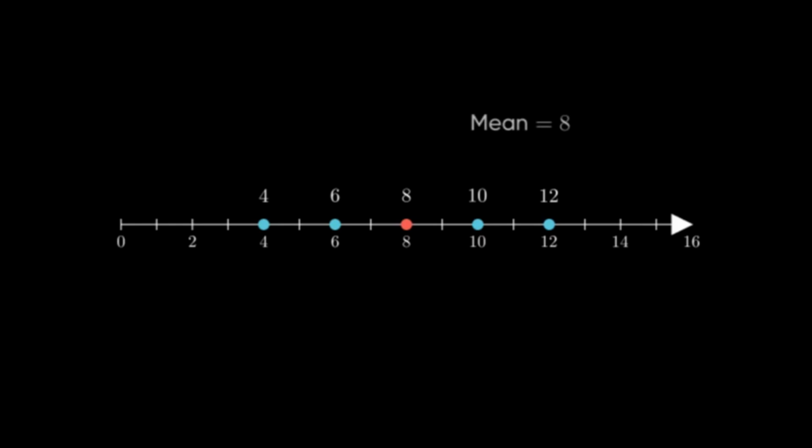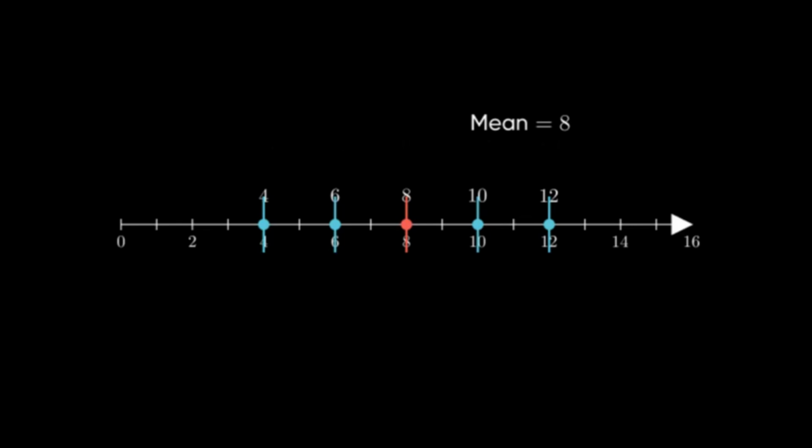To verify this, we can calculate the mean by adding all values and dividing by the number of data points. 4 plus 6 plus 8 plus 10 plus 12 equals 40, and 40 divided by 5 equals 8. Let's add vertical lines to help visualize each data point's position on our number line. These lines will make it easier to see how each value relates to the mean.